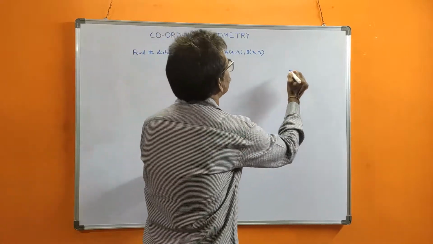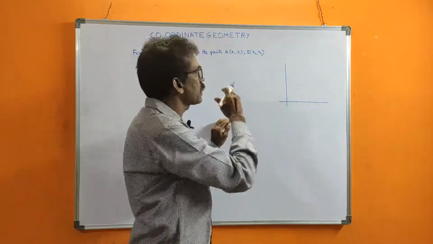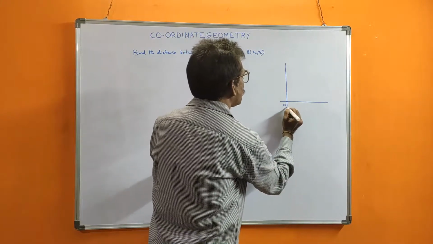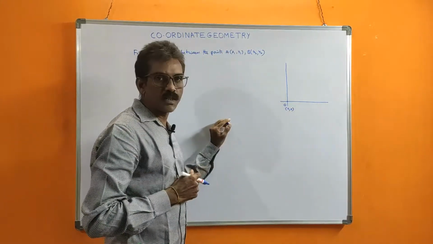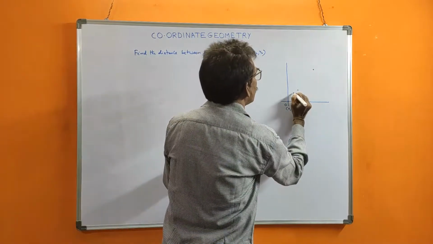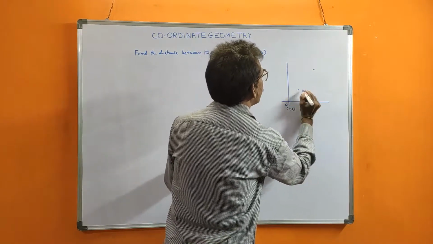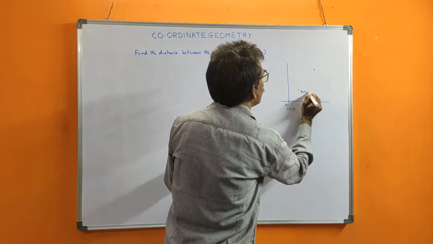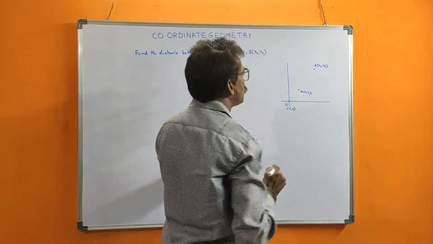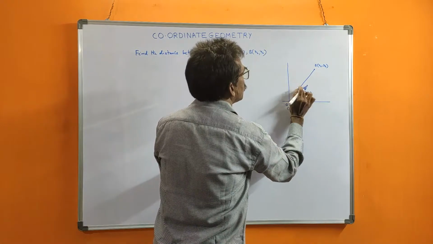Now, we are deriving from the first quadrant. This is origin O. The coordinates of origin are always (0, 0). Suppose 2 points are there, here 1 point, here 1 point. This is the A (x1, y1) point, and this is the B (x2, y2) point. We want to calculate the distance between these 2 points.